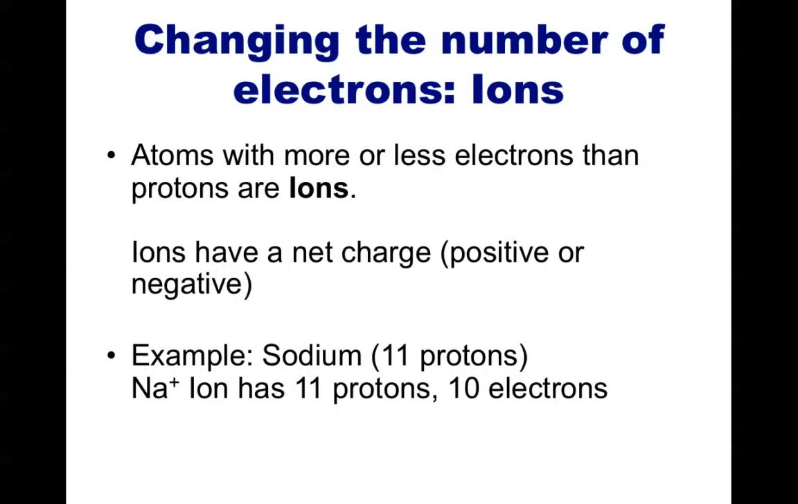When one atom donates electrons to another, or when it steals electrons, it will end up with a different number of electrons compared to protons. Such atoms are called ions, and they have a net positive or negative charge. Atoms with more protons than electrons will be positively charged, and they are known as cations. Atoms with less protons than electrons will be negative, and they are known as anions.